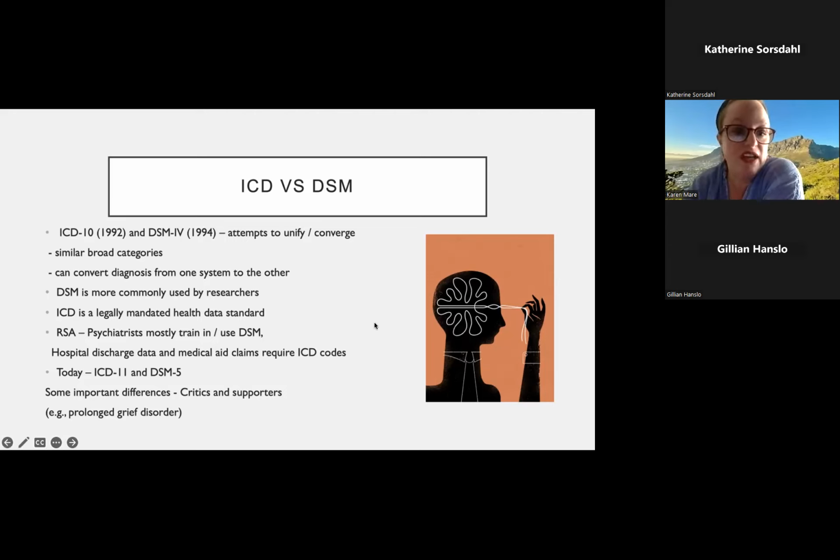So today we have ICD-11, which was published within the last few years, and DSM-5, which came out in 2013. So these systems, they have some important differences, and there are people that are critics and supporters of both these systems. So I'll elaborate on that. I'll give you as an example, DSM-5 did consider adding this disorder called prolonged grief disorder. Now, because they have a different remit, they felt that they don't want to overstep their bounds. They don't want to pathologize normal human experiences, or they don't want to be seen to pathologize that. And so they ended up not adding prolonged grief disorder.